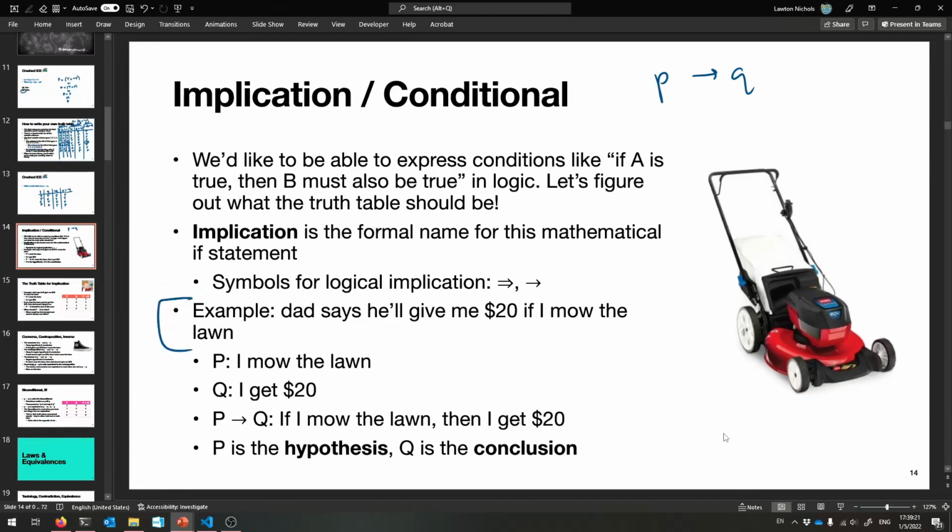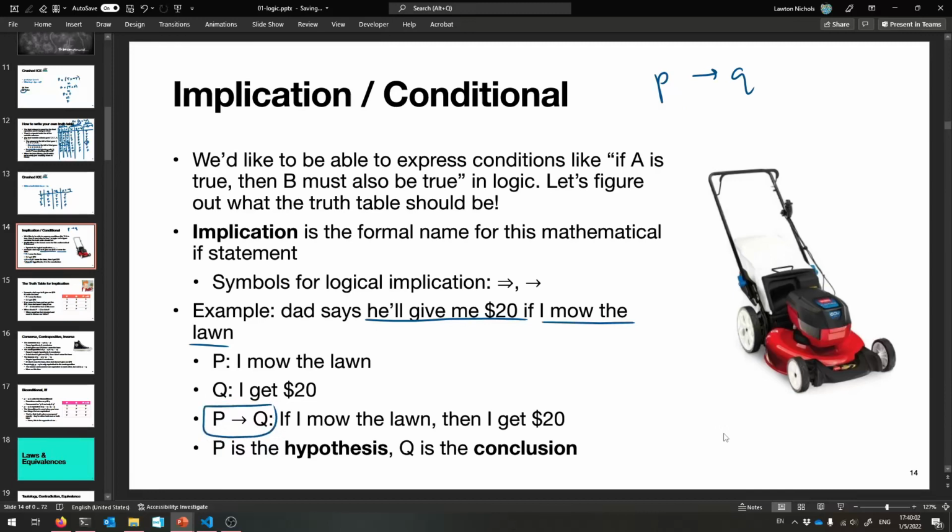So here is my example that's going to shed light on what the truth table of implication should look like for a mathematical if statement. So let's say that Dad wants us to mow the lawn. He says he'll give me $20 if I mow it, okay? So we can write this in logic. Here is mow the lawn, one proposition, and Dad giving me $20 is another proposition. It could be true or false, right? So let's make P, I mow the lawn, and Q, I get $20. And so I would like to represent or figure out all the ways in which I might get $20. I want to represent this fact. If P, then Q, okay? If I mow the lawn, then I get $20.